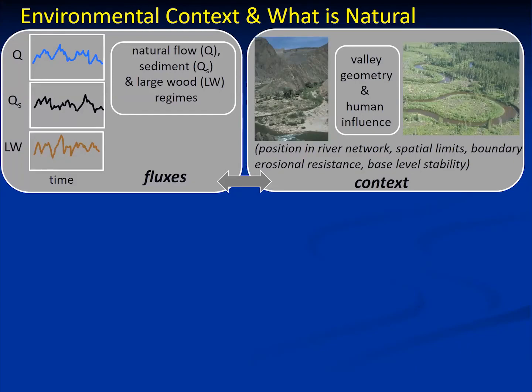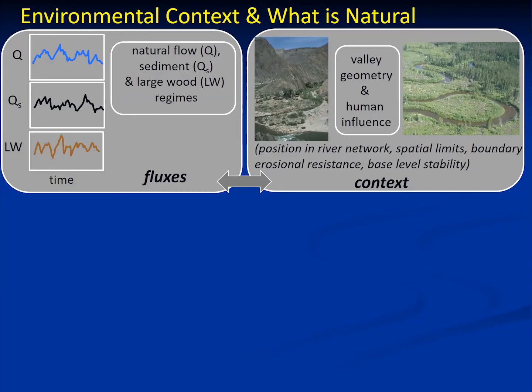The photo on the left in this box is a very narrow canyon. It's the Grand Canyon of the Colorado River. The photo on the right, that's a small channel up in a tributary of the Yukon River in central Alaska, vast lowlands where the river can meander freely with very little lateral constraint. So those spatial limits govern form and function in river corridors.